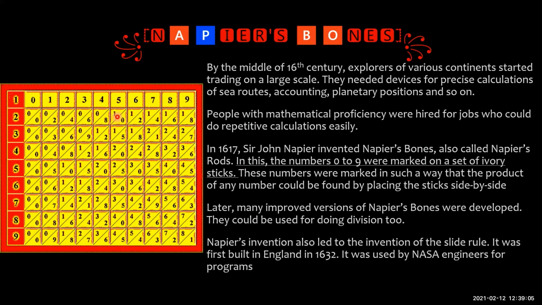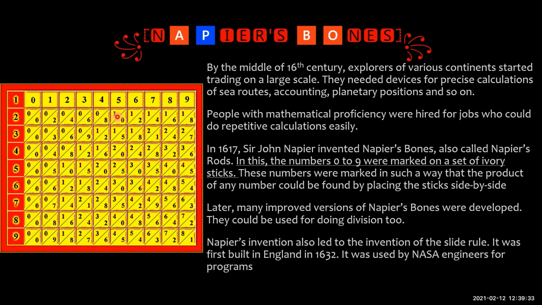Next comes Napier's bones. By the middle of the 16th century, explorers of various continents started trading on a large scale. They needed devices for precise calculations of sea routes, accounting, planetary positions, and so on. People with mathematical proficiency were hired for jobs who could do repetitive calculations easily.